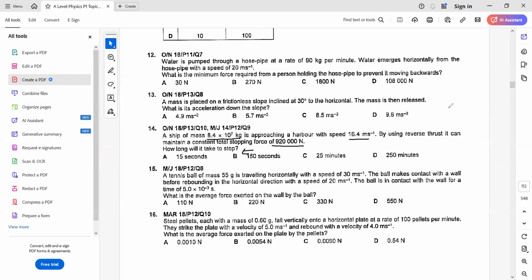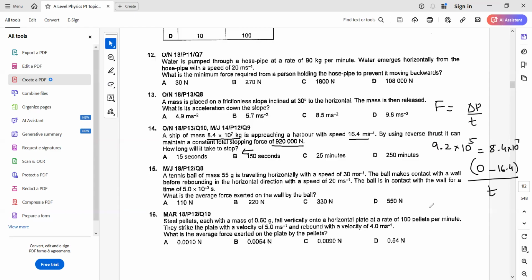Okay, so we have again the same formula that's relevant. That would be change in momentum per unit time. Force is given, that should be 9.2 exponent 5. Mass is given, which is 8.4 exponent 7, and then it should be final speed and initial speed. So it has to stop. That means finally it has to stop. Initially it's 16.4 and time is unknown.